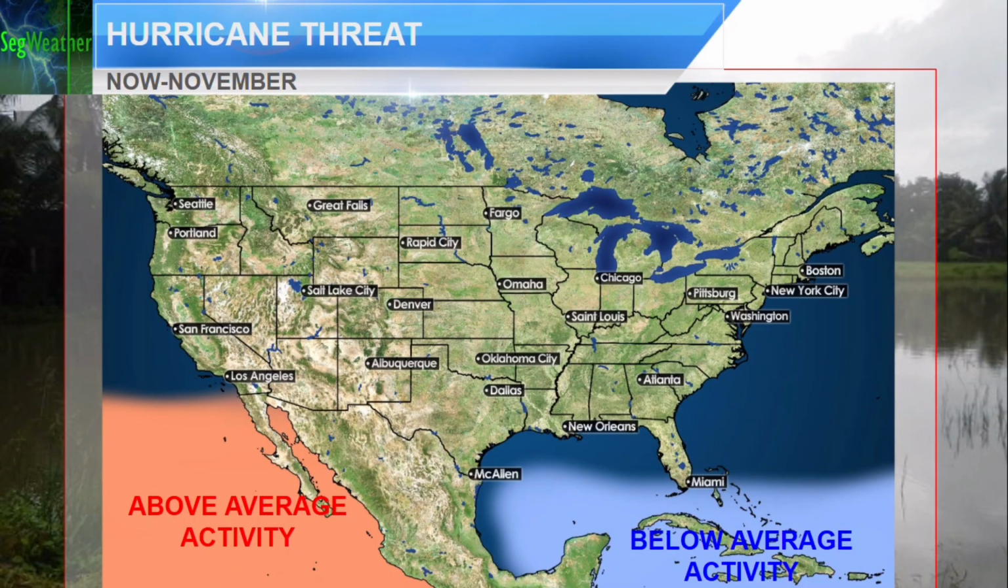And looking at the map for the hurricane threat, usually between June to November, again, above average activity occurs here in the western parts of the Pacific. That's where we see the worst of the activity. And then in the east, east of the U.S., the Atlantic, below average activity. But again, it does not mean the chances are non-zero.